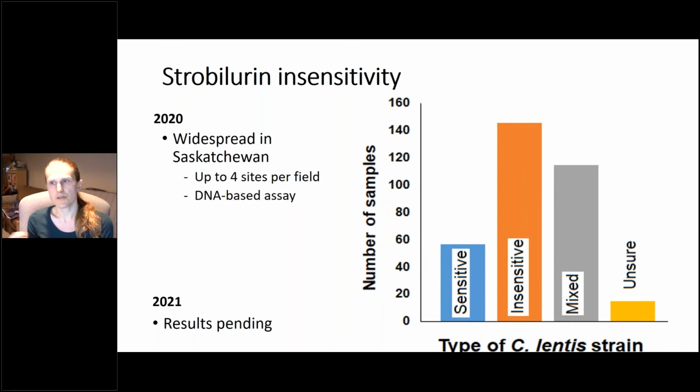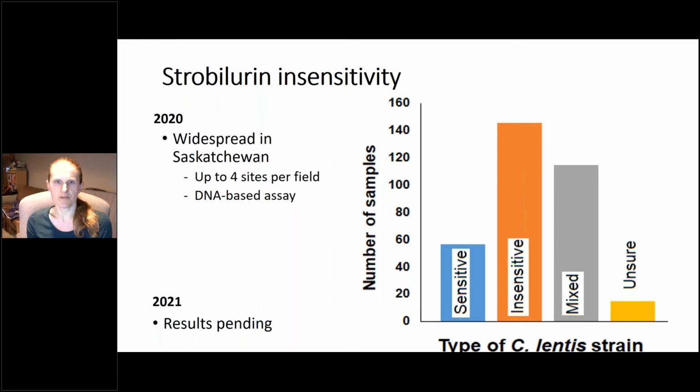And so at this point, we've analyzed results from up to 4 sites per field. There had to be enough disease in the field to get results. So if there was no disease in a site in the field, we just couldn't get results. But the main point here is that, as you can see, the orange bar, the insensitive, is quite a bit taller. That's by far the most common result, from both overall fields and sites within fields: the most common result was that there was insensitivity.